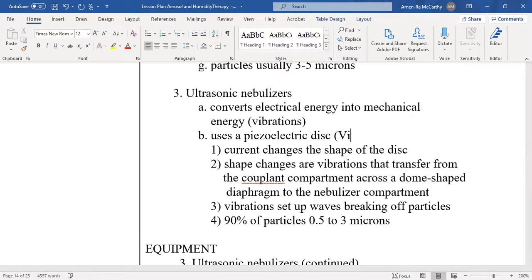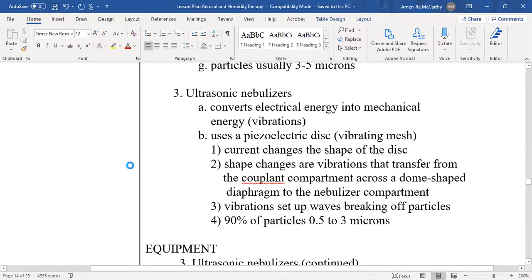I'm going to put vibrating. The piezoelectric disc. I call it the magic crystal. The piezoelectric magic crystal.